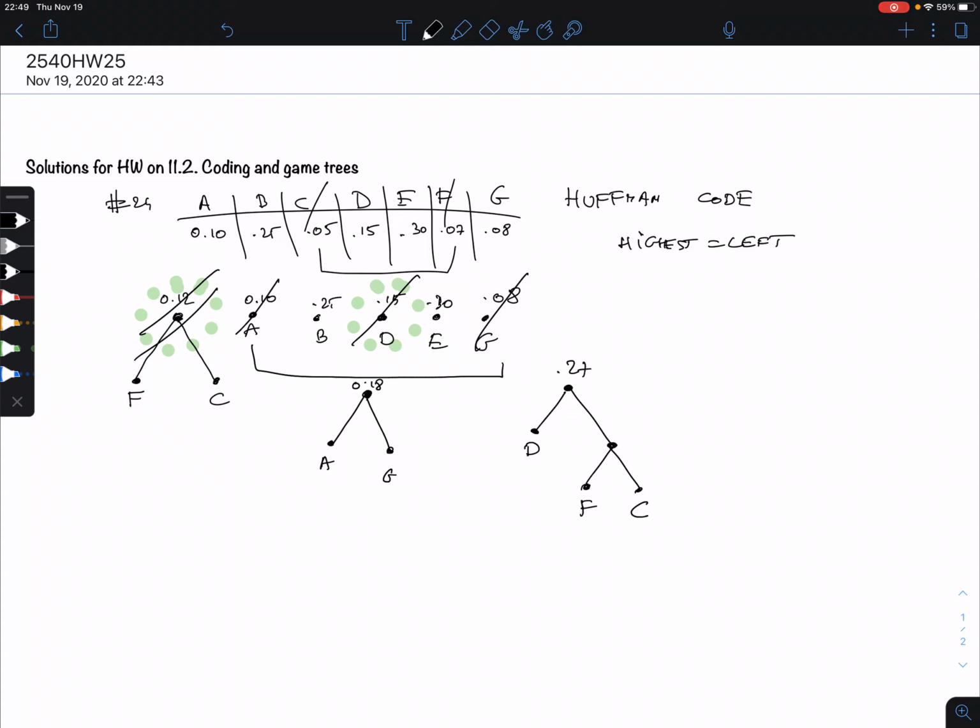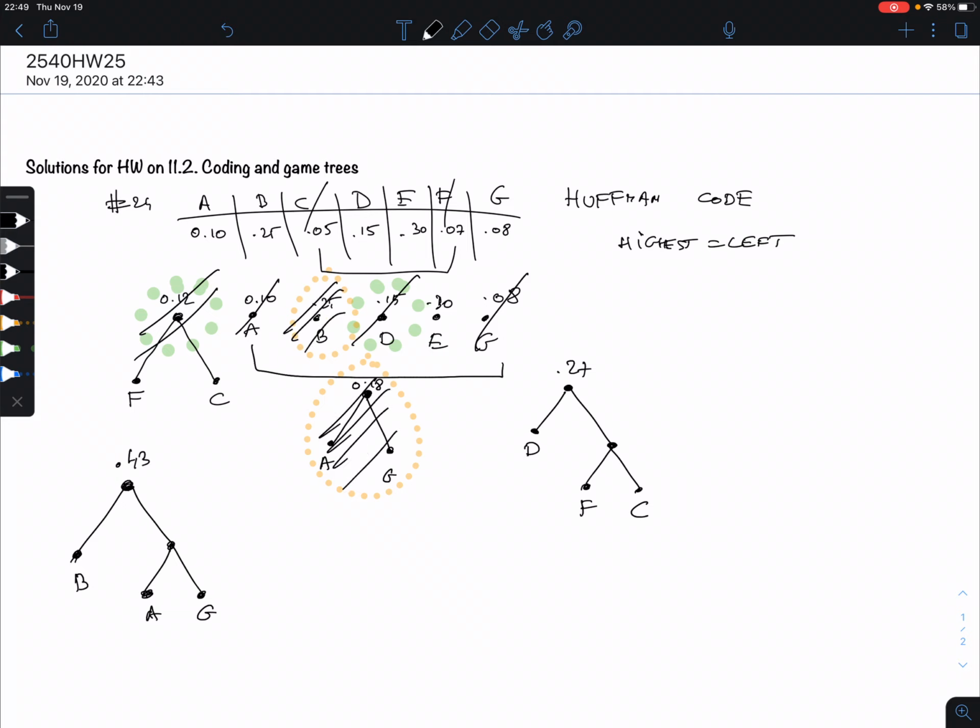So what we have is 0.18, 0.25, 0.30, and 0.27. The two lowest are these, so they have to be combined. Let me mark this. I'm going to combine these two. B was the biggest, so it goes left, and the other package goes on the other side. In total, we have 0.43. Okay, so these are gone too.